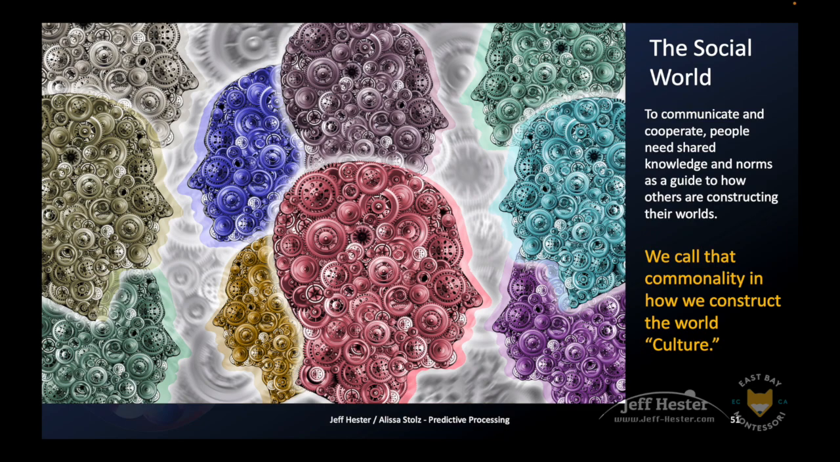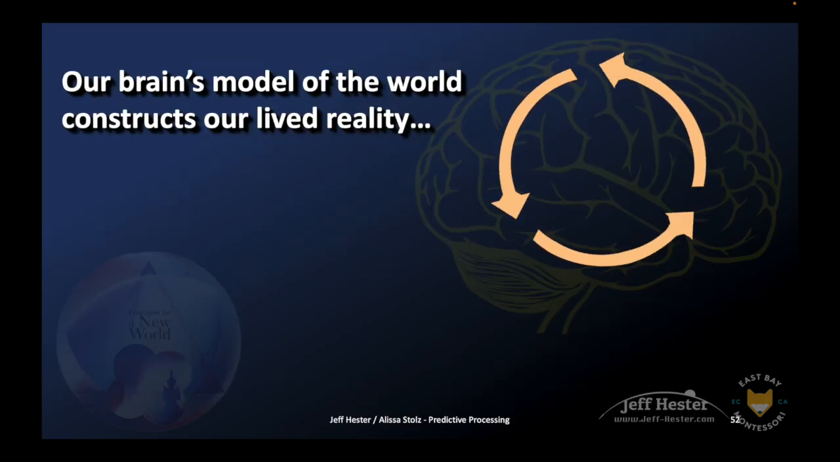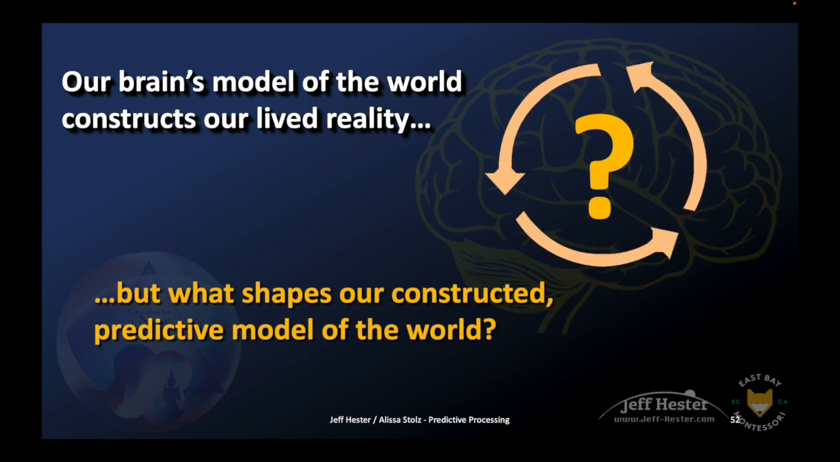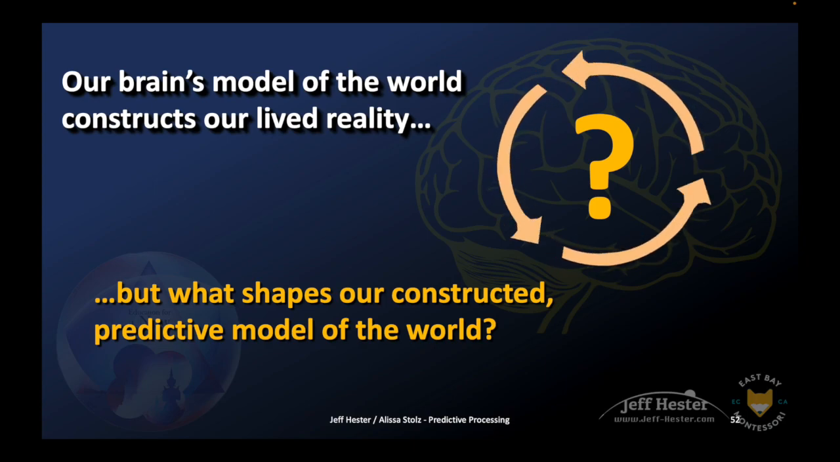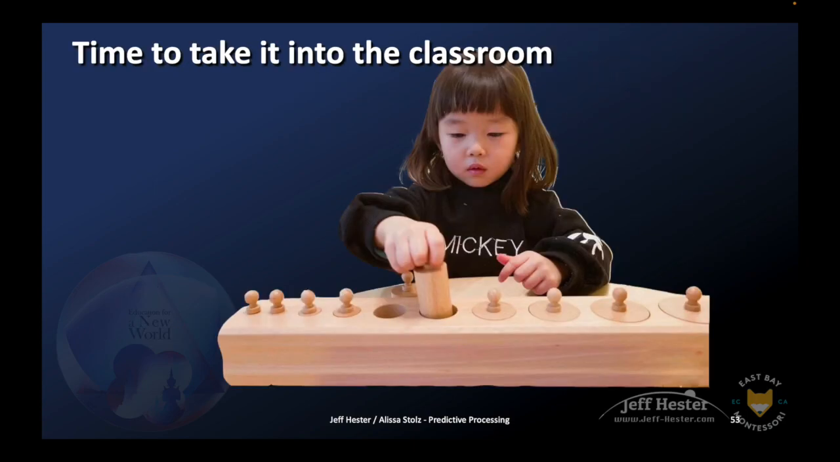Working with others is impossible without common culture. And that goes both directions. That doesn't mean me trying to understand your culture or you trying to understand my culture. It means the two of us working together to share elements of culture that then allow us to communicate, to work together. Our brain's model of the world constructs our lived reality. That's what we've been talking about. But what shapes our constructed predictive model of the world? Well, that takes it into the classroom.